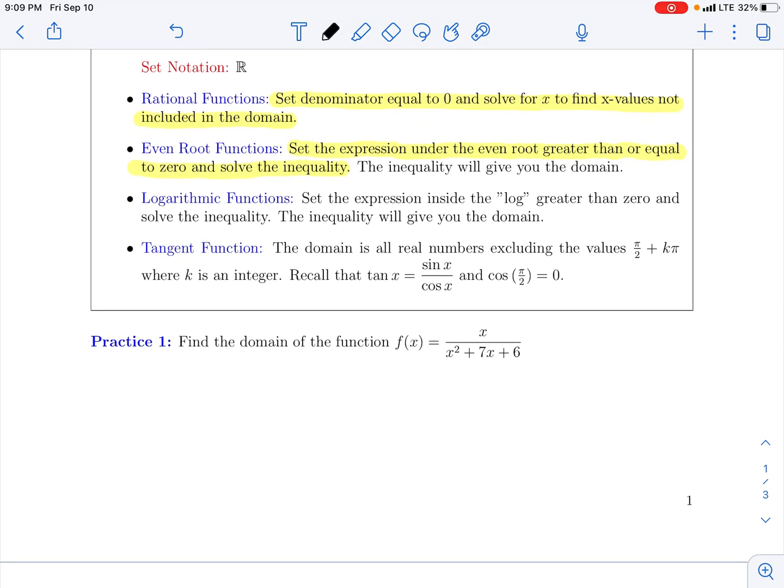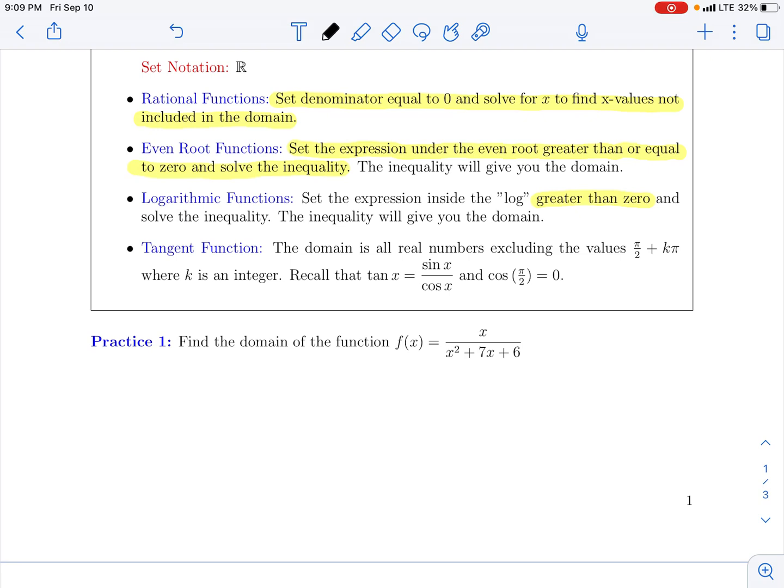Okay, what am I going to do for logarithms? So for logs, I'm going to set the expression inside the log greater than 0 and solve the inequality. All right, and then the inequality will give you the domain. So similar idea to even roots, except you want to specifically set it greater than 0, not greater than or equal to 0, because remember, we can't take the log of 0. If you put log of 0 in your calculator, you'll get an error message.